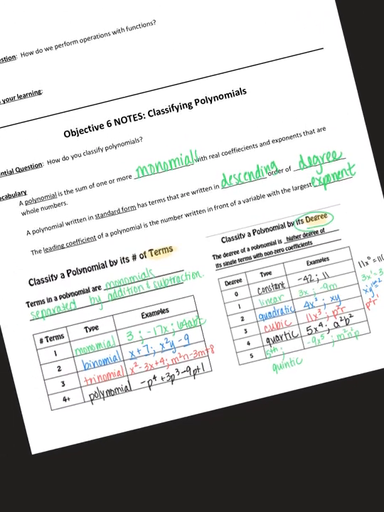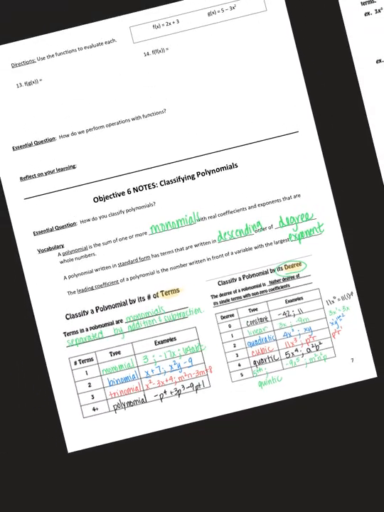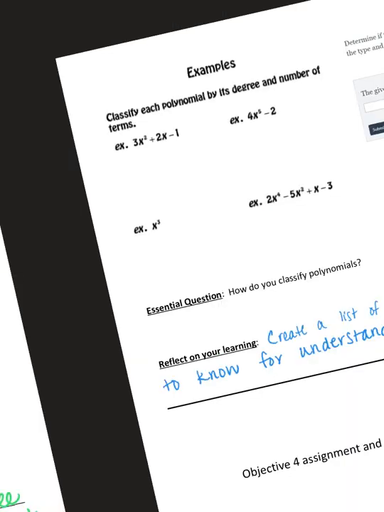Okay, so we name polynomials by terms and degrees, and we're going to take a look at these examples on the next page and name them accordingly. So classify each polynomial by its degree, and that means there's going to be another part, number of terms. We're going to classify this by how many terms there are in it, separated by addition and subtraction, and its highest degree.